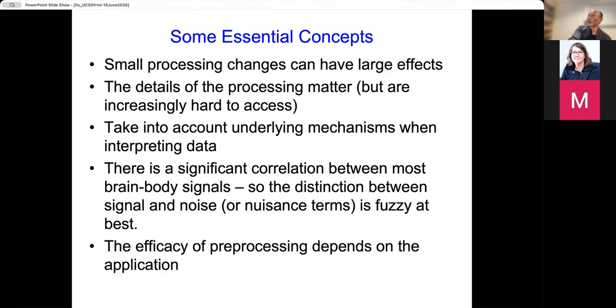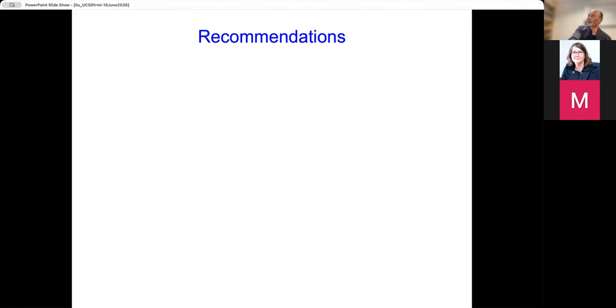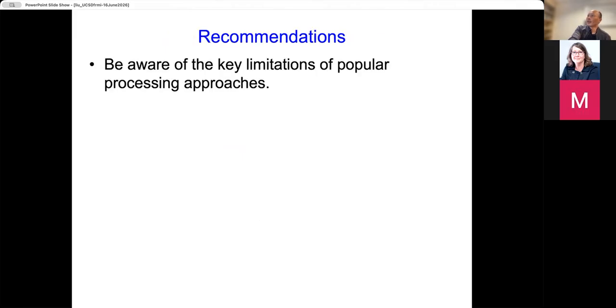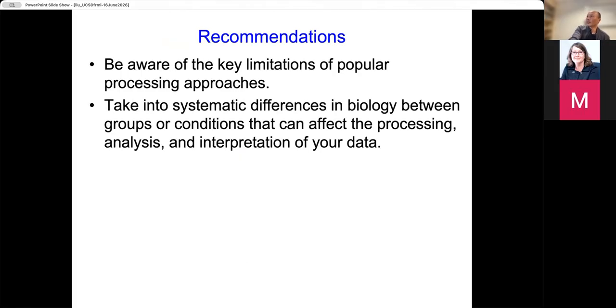So these were the essential concepts. And then the recommendations are, at least, try to be aware of some of the key limitations of popular processing approaches. Try to take into account systematic differences in biology when you can, and see how that might influence your processing, analysis, and interpretation of your data.